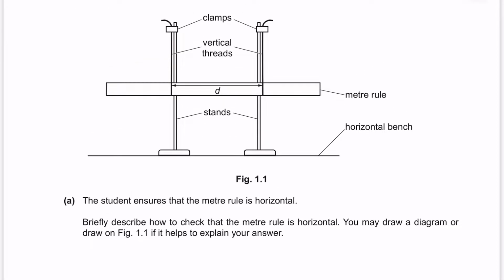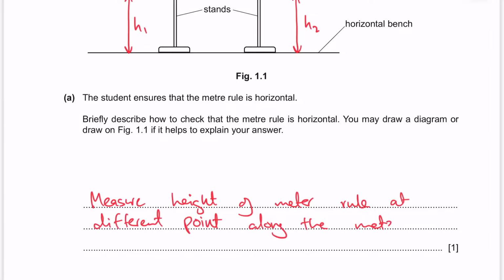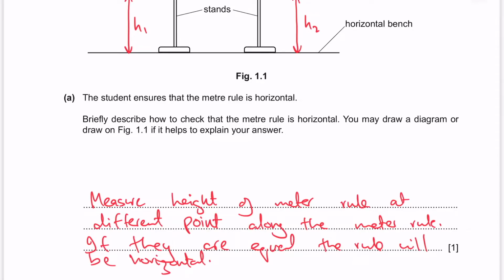The method is quite easy. All you have to do is measure the height at different points from the bench. So this is what we are going to write. Measure height of meter rule at different points along the meter rule. If they are equal, the rule will be horizontal.